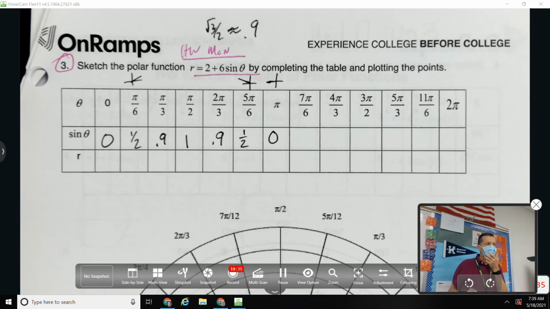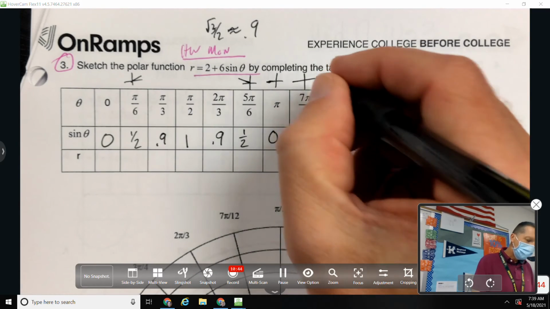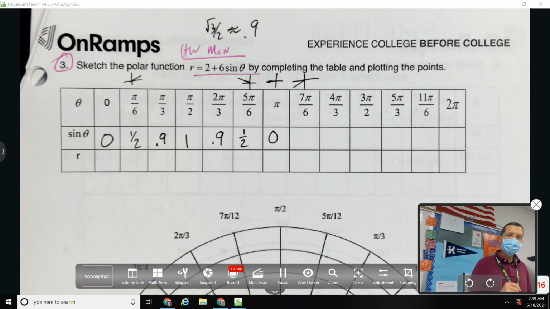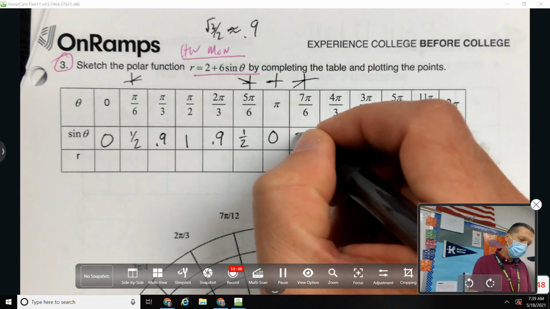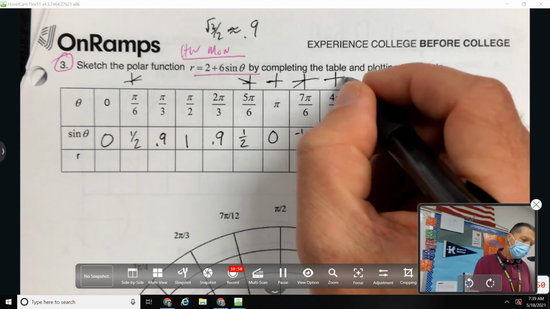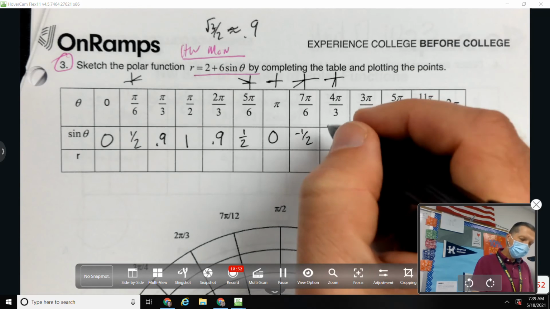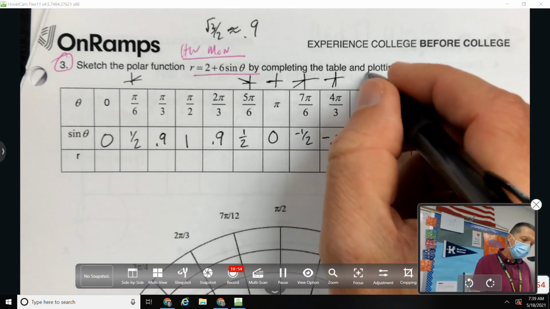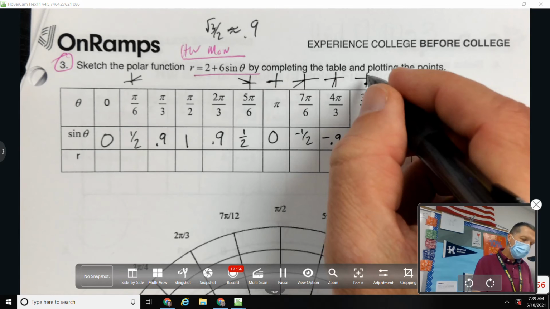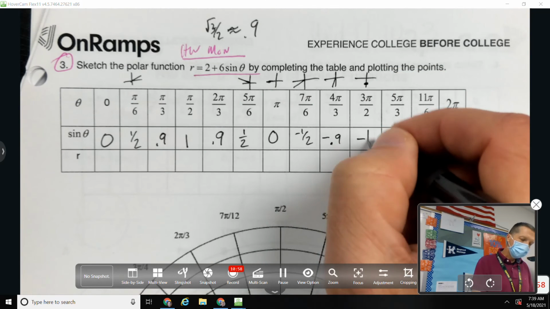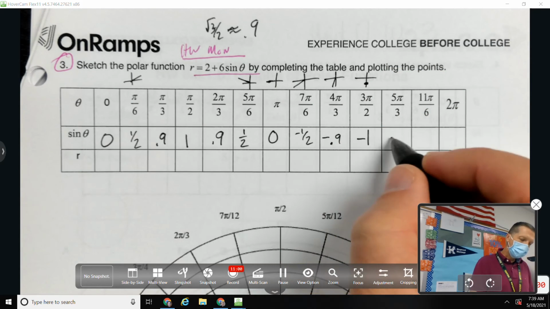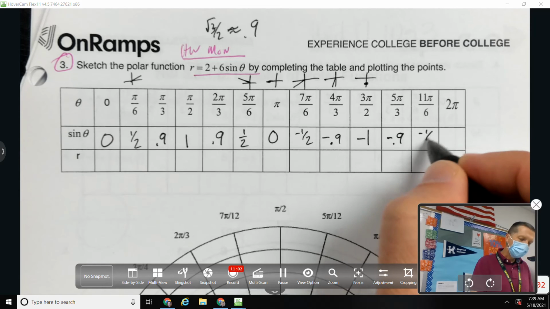I know most of you are just copying them down, and that's fine, but you need to be able to know these unit circle values that quickly so that it doesn't take you forever to come up with a graph. And even if you have to sketch it real quick, that's fine. Sine of 7 pi over 6 is negative 1/2. Sine of 4 pi over 3 would be negative 0.9. 3 pi over 2 would be negative 1. And then I can kind of just follow the pattern when I see what's going on here.